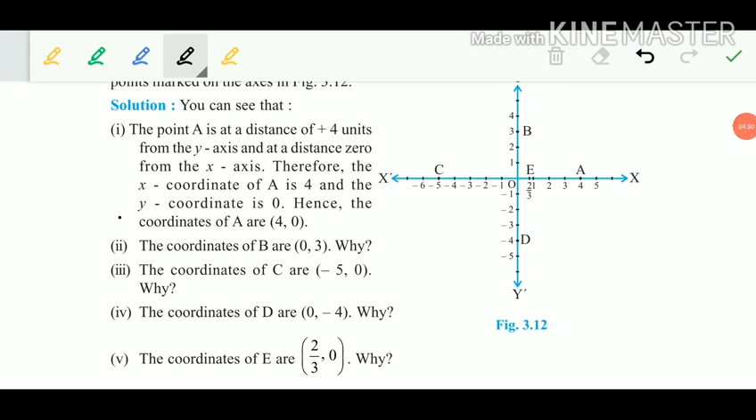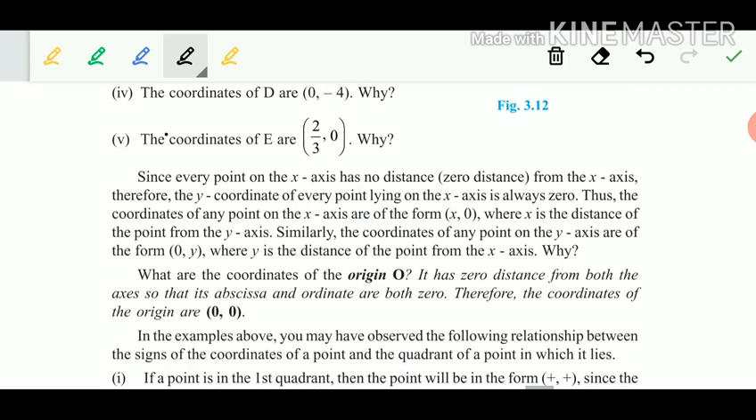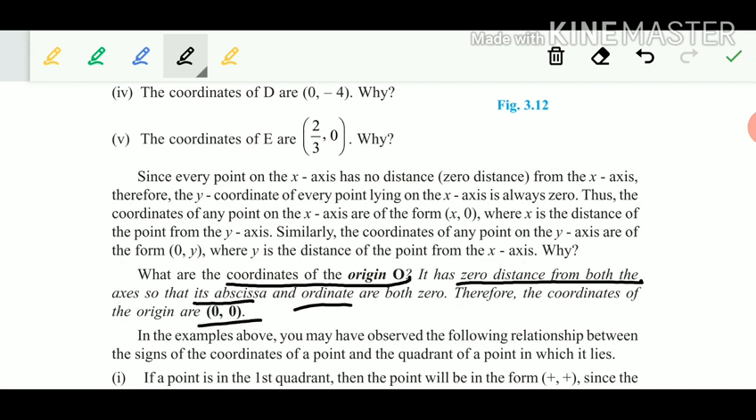One more point is given, that is O, the origin. Origin value is always 0, 0 because it covered 0 distance from the x-axis and from the y-axis, so its value is always 0. Here it is given what are the coordinates of the origin O. It has zero distance from both the abscissa and the ordinate, from both the x-axis and y-axis. It has a distance of 0, so its coordinates are 0 comma 0.